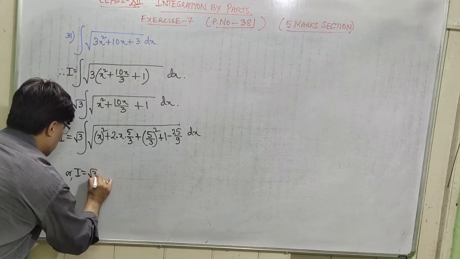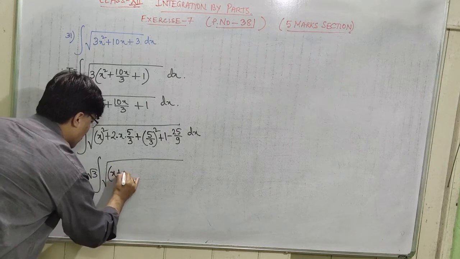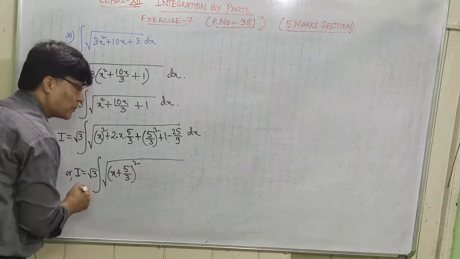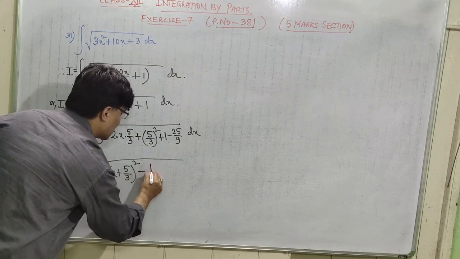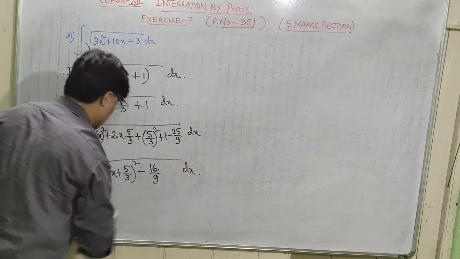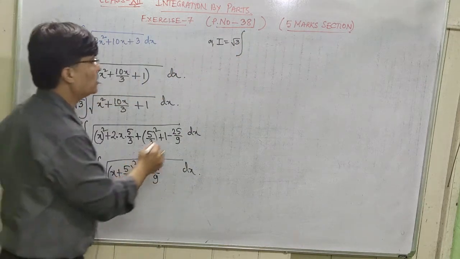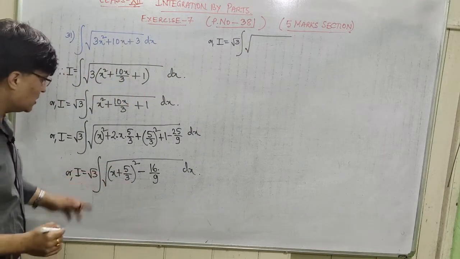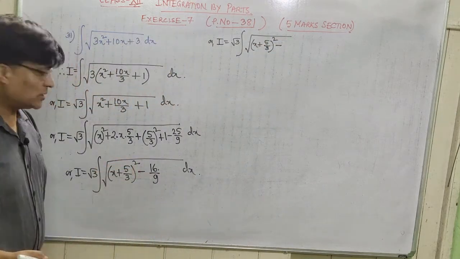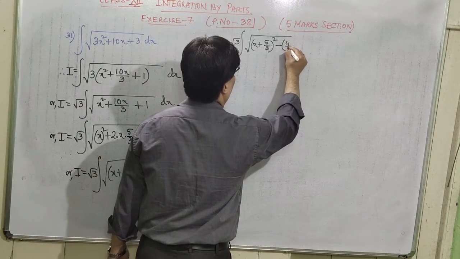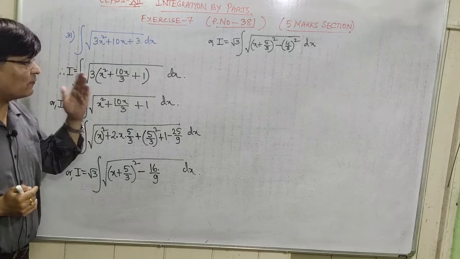Or I is equal to root over 3 integration of within square root a square plus 2ab plus b whole square. What is it? (x plus 5 by 3) whole square. What is it? Plus 1 minus 25 by 9. You have to subtract it. 9 ones are 9. 9 minus 25 is minus 16 by 9. Then you write dx. Okay, so or I is equal to root over 3 integration of within square root, what is x out here? It is (x plus 5 by 3) whole square minus 16 by 9, which can be written as (4 by 3) whole square. Then you should write dx. Is that clear? 16 by 9 can be written as (4 by 3) whole square.